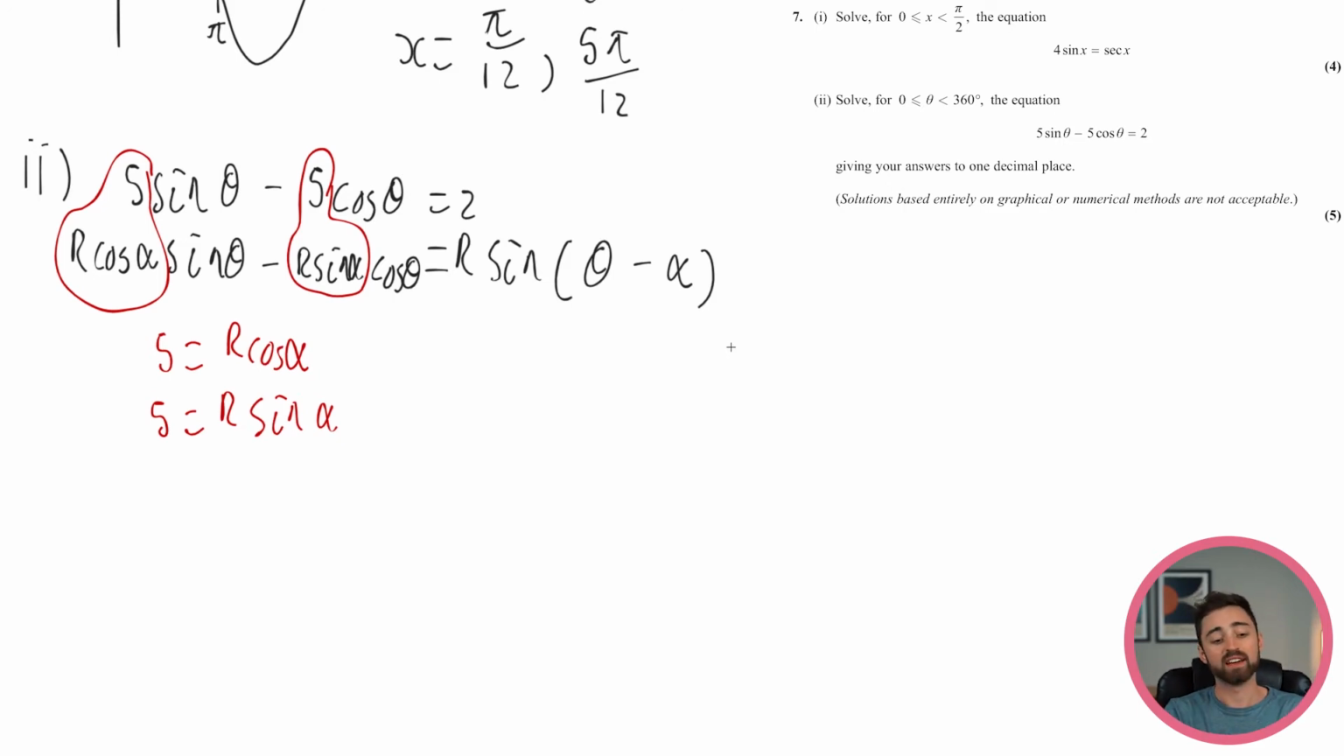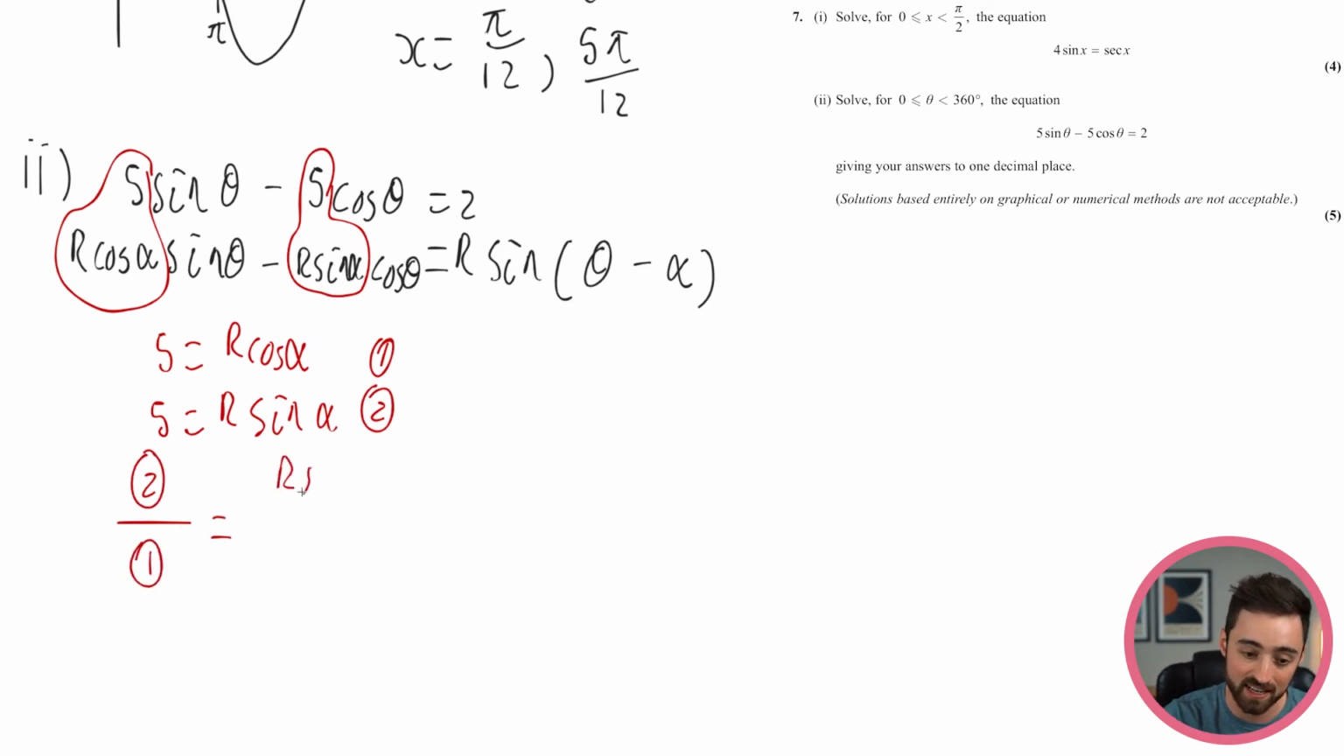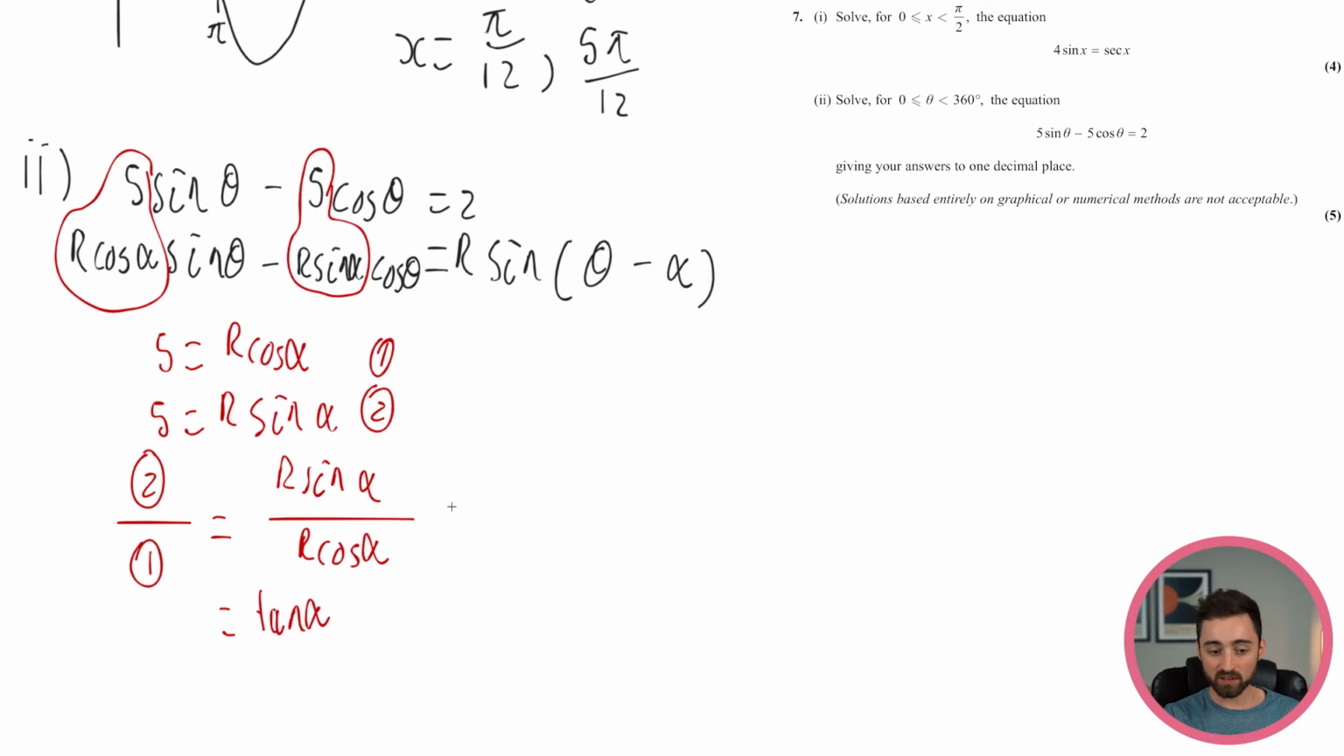So what can I do here? The first thing we can do is divide these equations. I call this 1 and 2. If I do equation 2 divided by equation 1, I get a nice trig identity, because I'm going to get r sine alpha divided by r cos alpha. The r's cancel, and sine alpha divided by cos alpha is tan alpha. And on the right-hand side, equation 2 divided by equation 1, I get 5 over 5. So I get tan alpha equals 1.